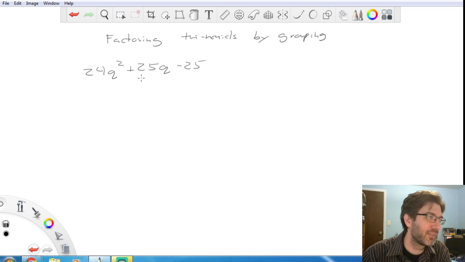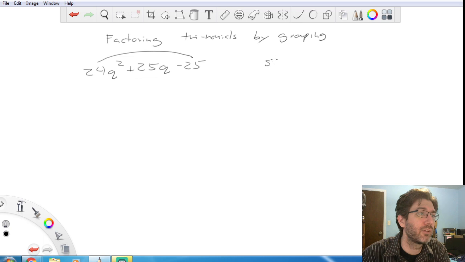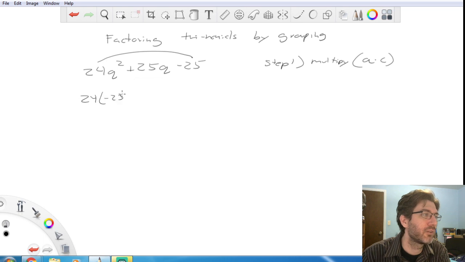Well, it's going to come from you multiplying your first term to your last. So step 1 is multiply a times c. So you want to do your a term times your c term. In this case, a times c is going to be 24 times negative 25, which is going to equal negative 600.